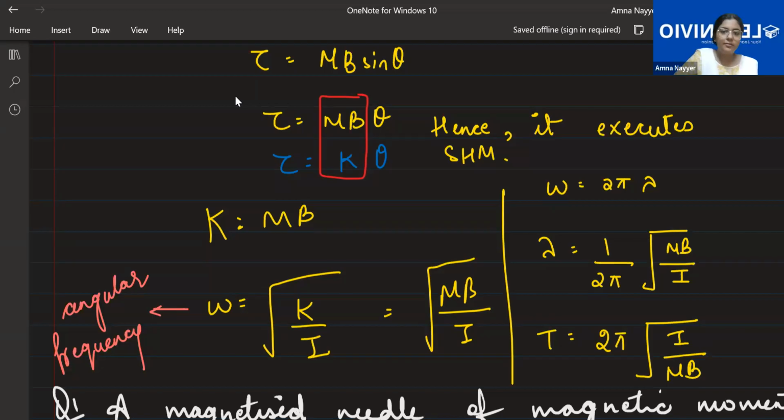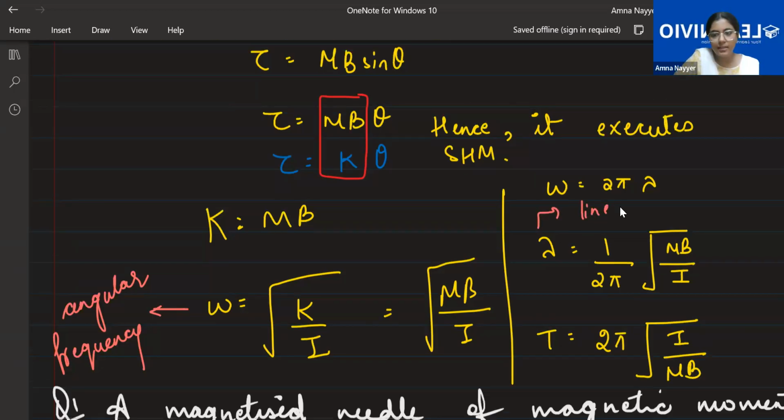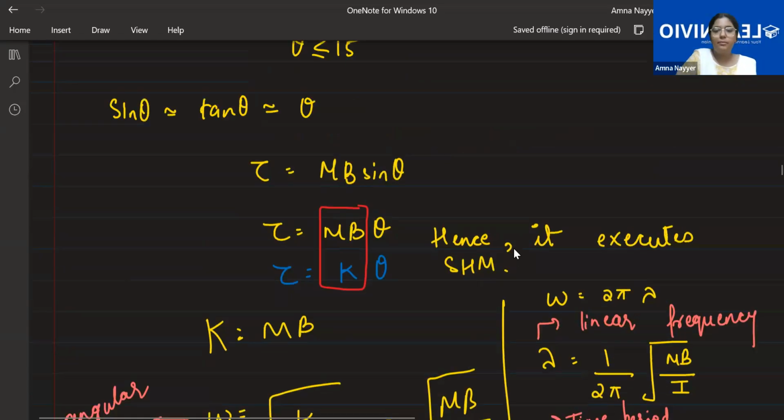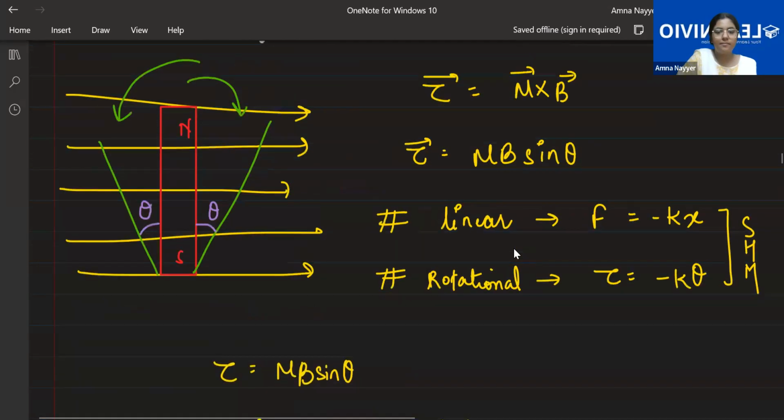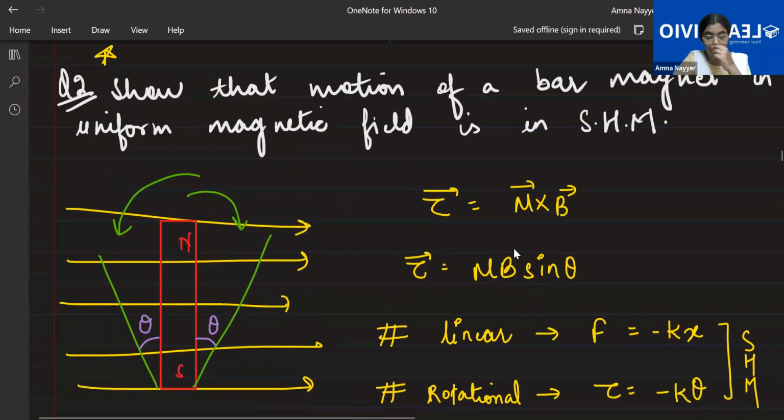Am I clear? Yes, ma'am. This is the linear frequency. This is the time period. Okay, Basmi? Please write. And write it somewhere that you have to use this as a derivation, not just a question. Okay, ma'am.